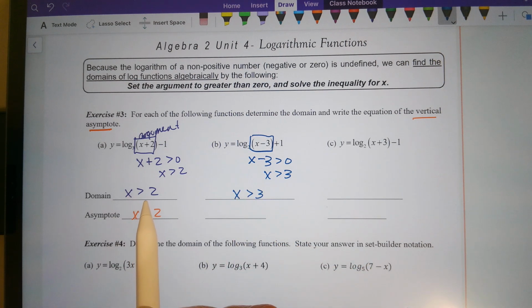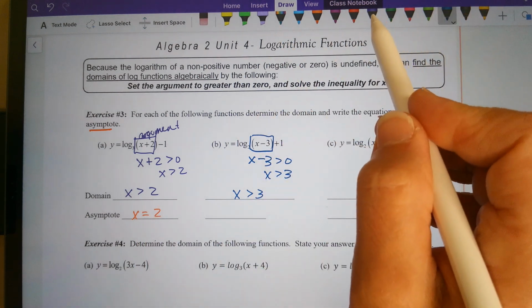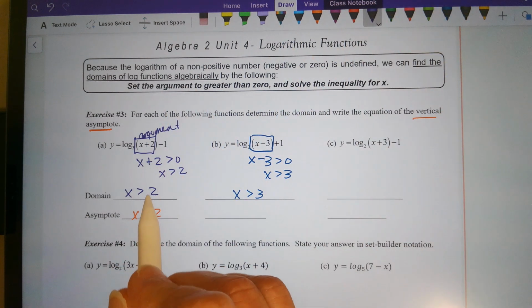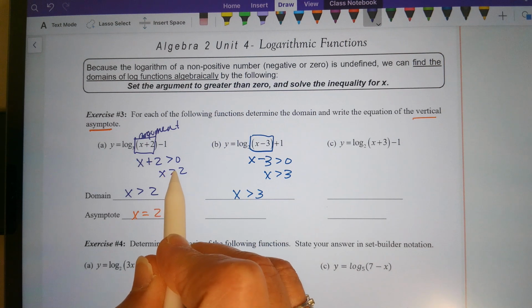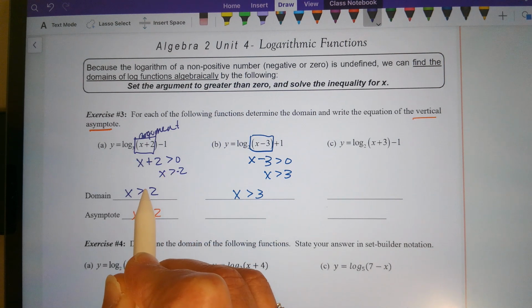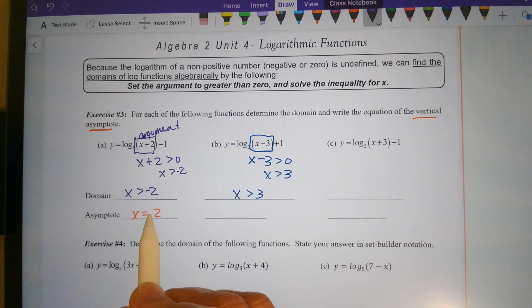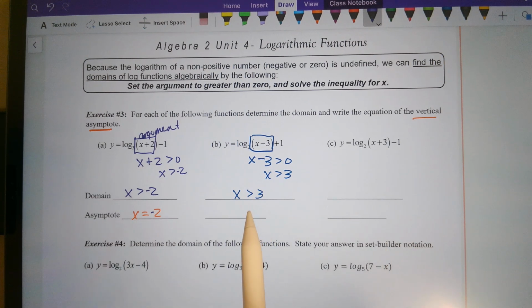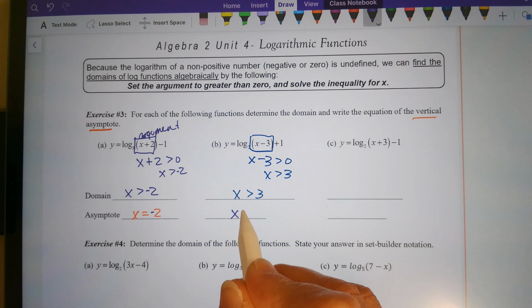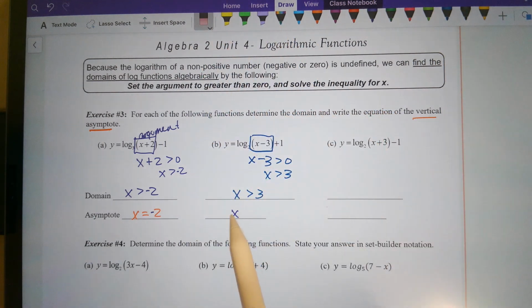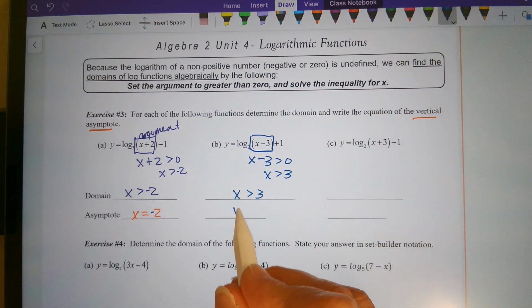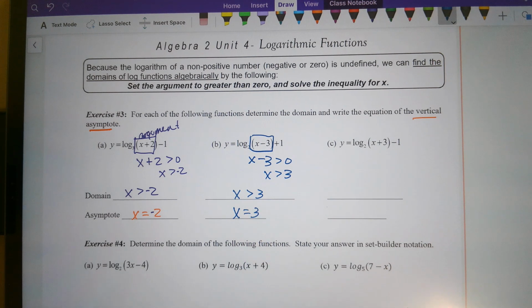I'll go back. I noticed I made a mistake here. Hopefully you caught that and didn't copy me. Subtracting 2, we have x is greater than negative 2. And the asymptote would be x is equal to negative 2. Back to finishing up B, the asymptote would be x is equal to 3. Try C on your own.